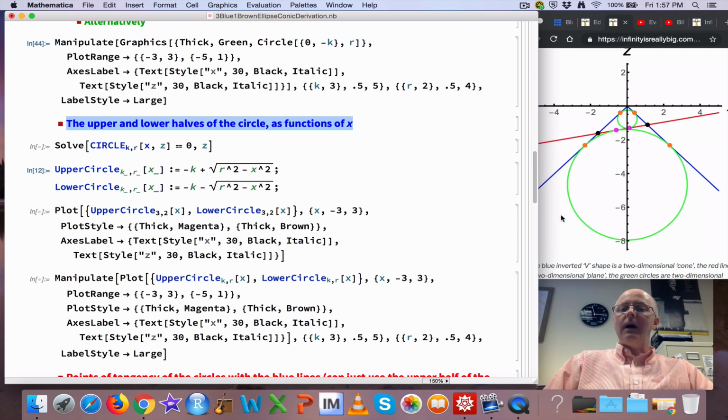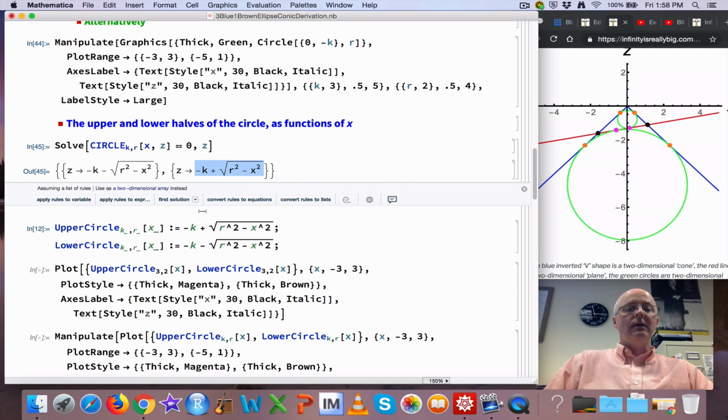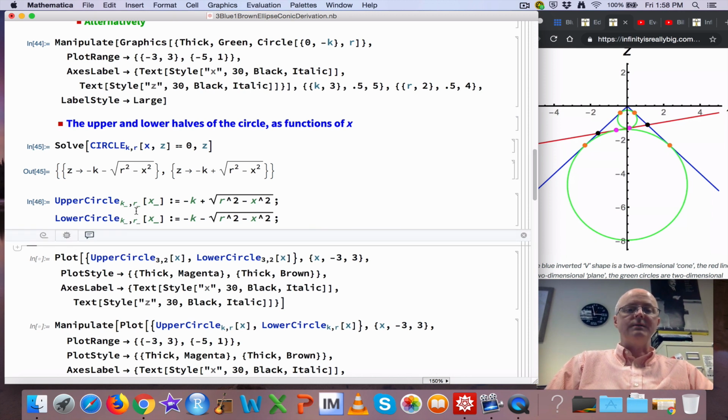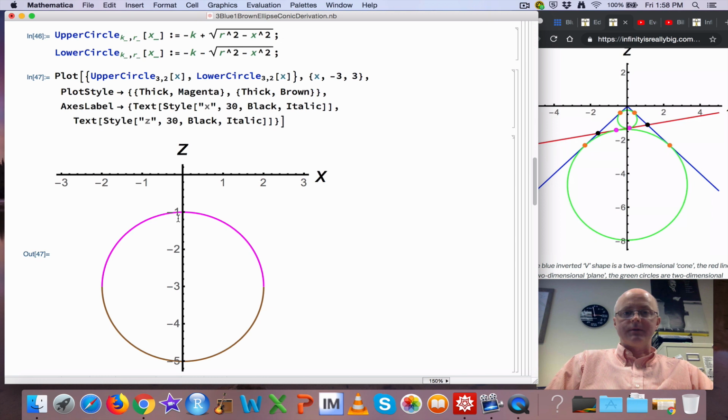And it's going to be helpful to come up with functions whose graphs are, say, the upper halves of these circles. Now you can solve the circle equation for z as a function of x and get these two answers. The one involving the plus sign is the upper semicircle, the one involving the minus sign is the lower semicircle. So I can create new functions of x with k and r as parameters using those formulas. And it's upper circle, and I could make plots that combine those two things to make a plot of the circle. I purposely made them different colors here to see that the upper semicircle is magenta or pink and the lower semicircle is brown.